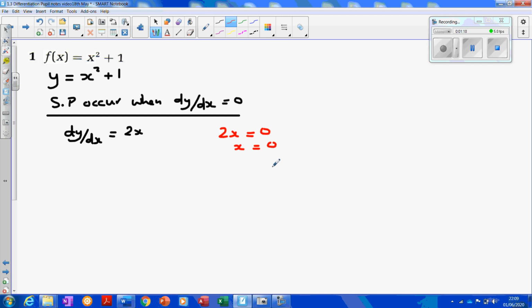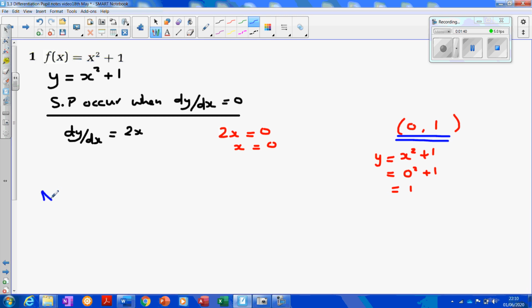Now we want the stationary point, so I know it's the point (0, something). I want the y coordinate. y is equal to x squared plus 1. So when x is 0, it's 0 squared plus 1, which is equal to 1. So we have a stationary point at the point (0, 1). Now the next thing I wanted to do was find out the nature.